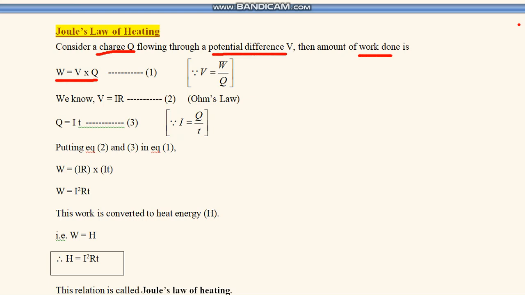Also we know that from Ohm's law V is equal to IR, and from the formula of current Q is equal to IT. Putting these two equations, equation 2 and 3 in equation 1, we get that the work done is equal to I square RT. Now this work done gets converted to heat energy. So heat produced will be equal to I square RT. This relation is called Joule's law of heating.